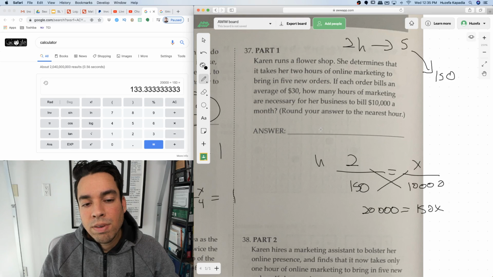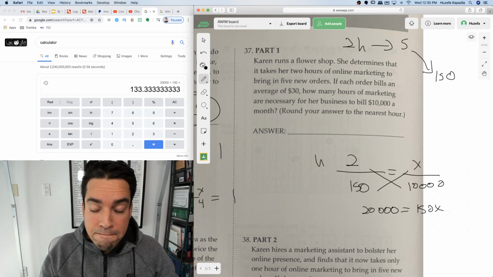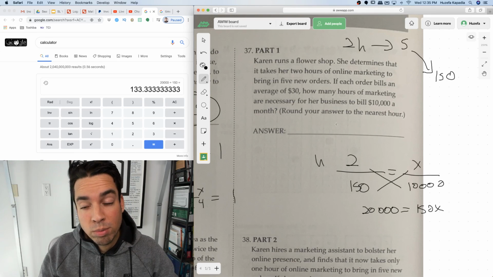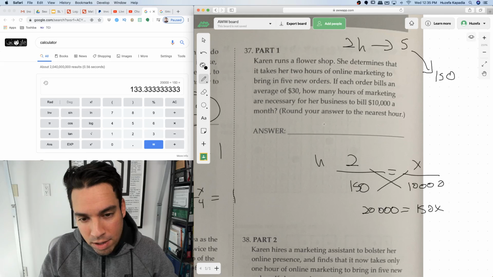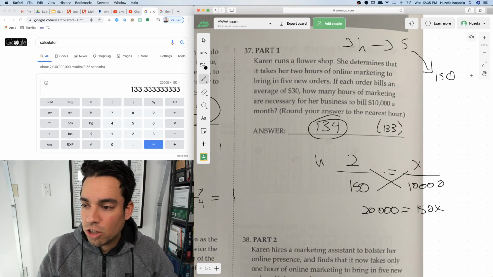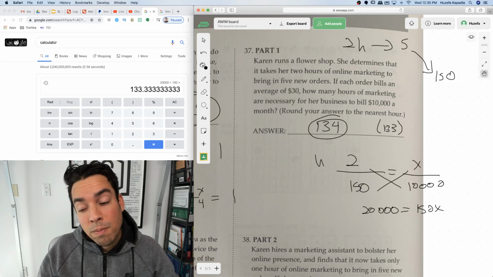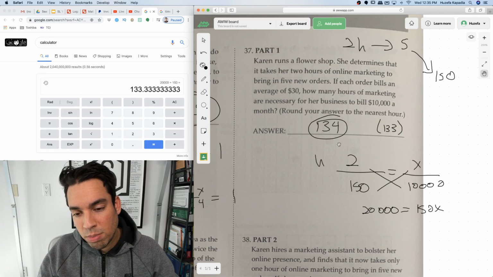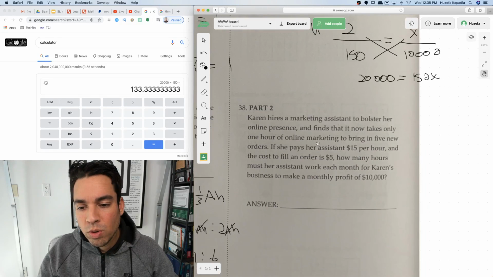The problem is if it says round to the nearest hour. If I round down, I'm not going to get 10,000, right? 133 will be just shy of 10,000. I bet you they put 133 as an answer, but it should be 134. But I'll just put in parentheses 133. Again, this is just sloppy test making. This is my guess if they do have 133 as the answer, but it should be 134.